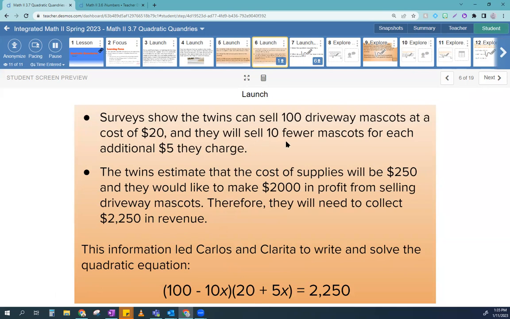Someone asked in the chat, hey, Ms. Johnson, what does it mean by 10 fewer mascots? So this is like a very econ way of explaining something. You'll learn econ as a 12th grader. But what happens is, can you all think about this?